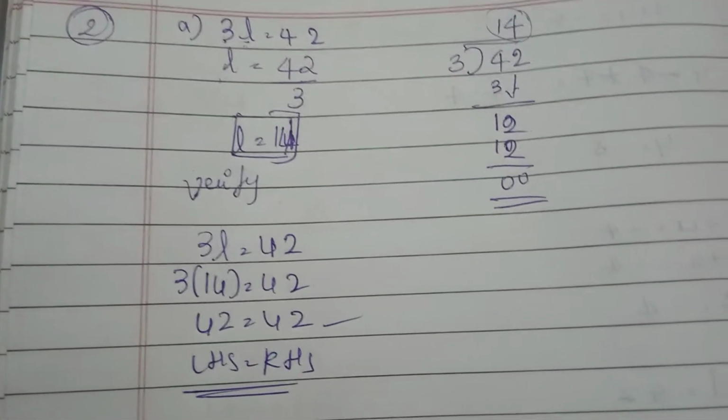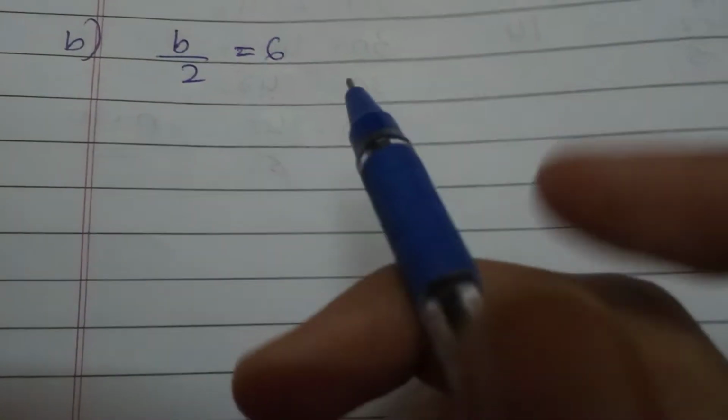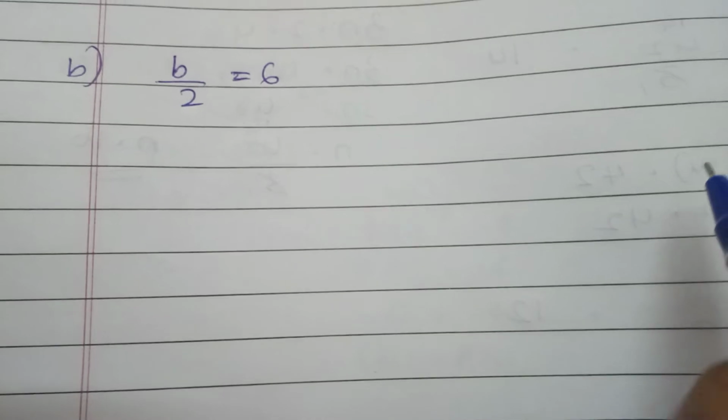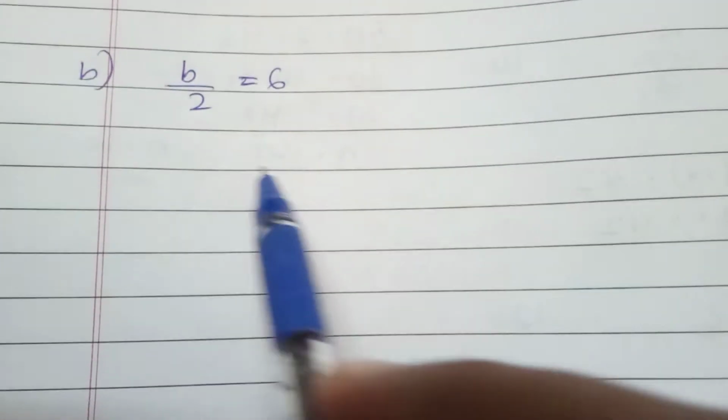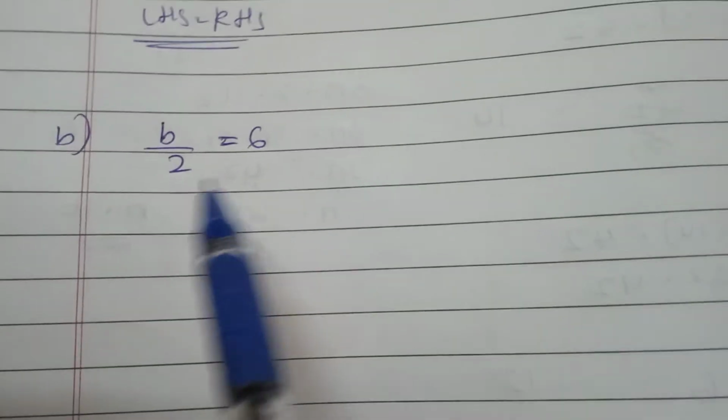How to do? Let's solve one more sum now. The second question is b by 2 is equal to 6. Always remember the solution will change according to the question. See, now you divided in this sum. Here you need to multiply.